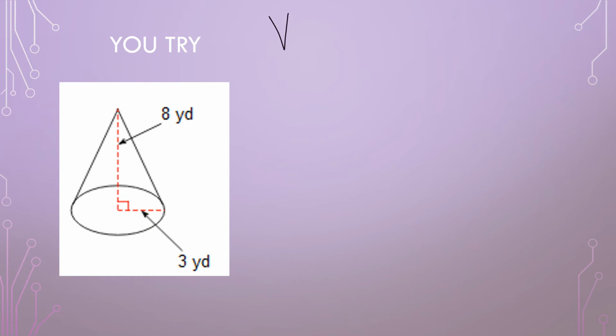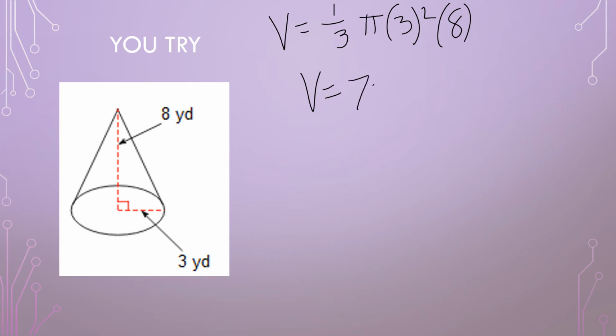So the volume here is 1/3 times pi, because it is a cone, times r squared, which would be 3 squared, times the height, which is 8. Plug that into your calculator, you get 75.4. 75.4 yards cubed.